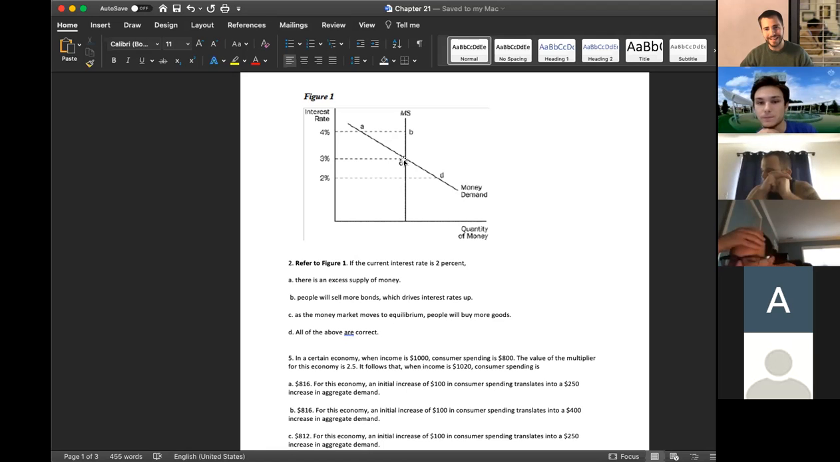Also, to add: the supply of money is not the quantity of money. If you're over-reading, you might think the supply and the quantity are maybe the same. It's definitely not the same. That's a mistake that happens quite frequently.